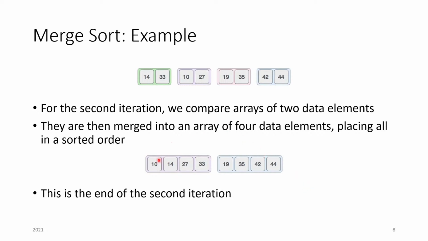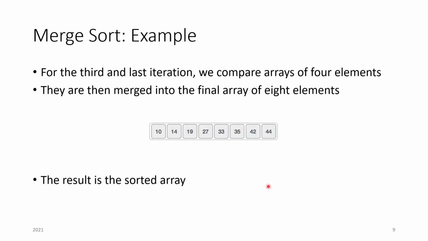Once we group in terms of 4 and sort in terms of 4, this will be the end of the second iteration. Then in the third iteration, we compare the elements in groups of 8 here. Once they're sorted, we merge them into the final array. The end result here will be the sorted array that we require for merge sort.